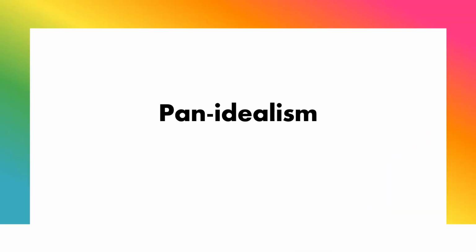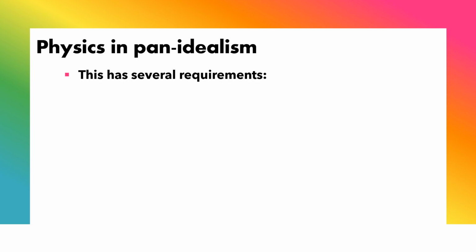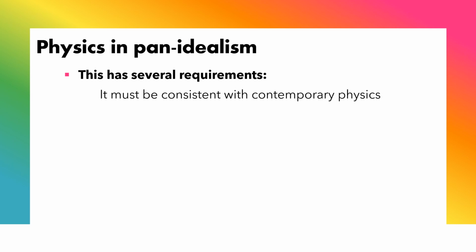Before answering David Chalmers' final two challenges, I must give more specific detail of the physics and dynamics of pan-idealism. Physics in pan-idealism has several requirements. Because our intention is to describe the correct objective physics of the universe, usually called completed physics, physics in pan-idealism must be consistent with contemporary physics, which is our best current insight into objective physics. And it must have a clear ontology. Not all interpretations of quantum mechanics have this.